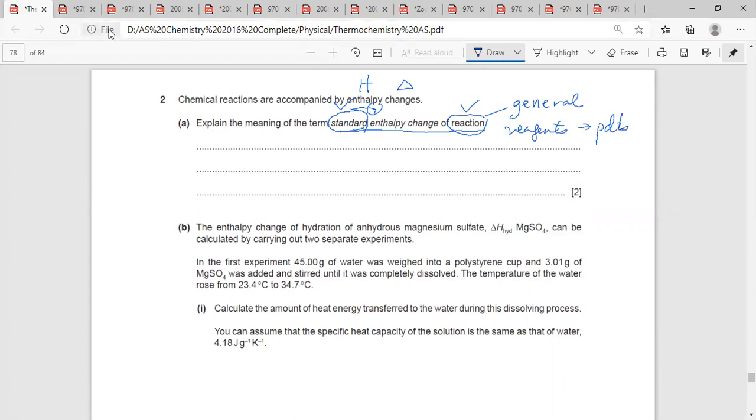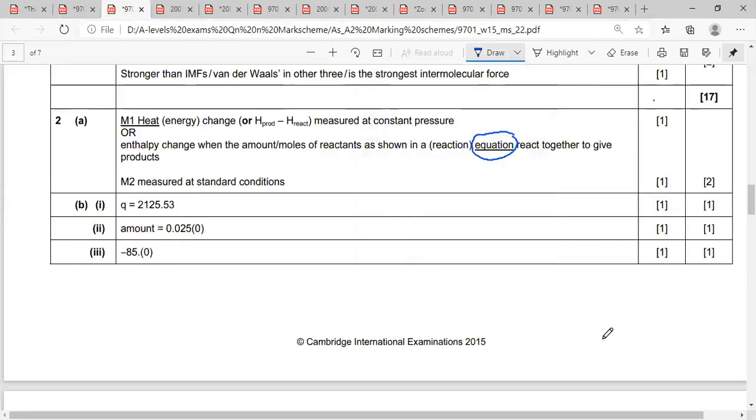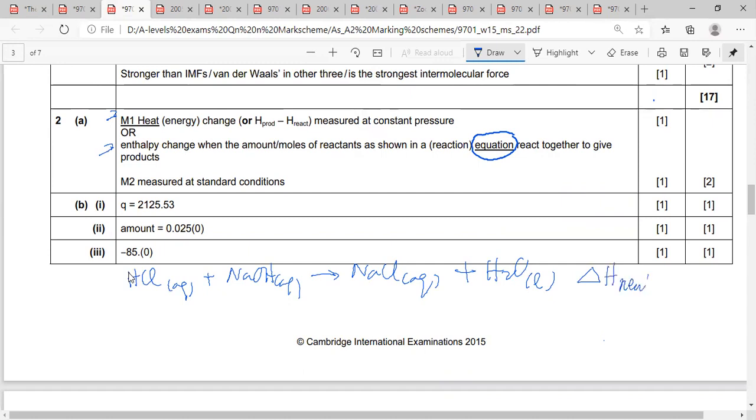Now the first one you can do by yourself. Not very keen. It's the second one. Now let's say for example, I give you a reaction here. You learned in Form 5: HCl plus NaOH gives you NaCl plus H2O liquid. Now this is called a reaction. So you put down here, now in Form 5 you learned a specific term called heat of what? Neutralization, right?